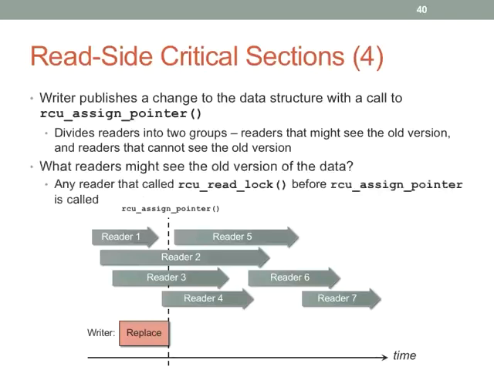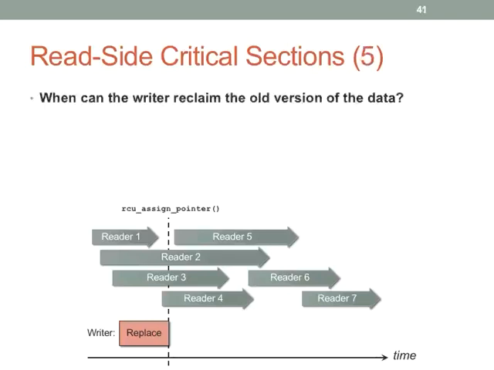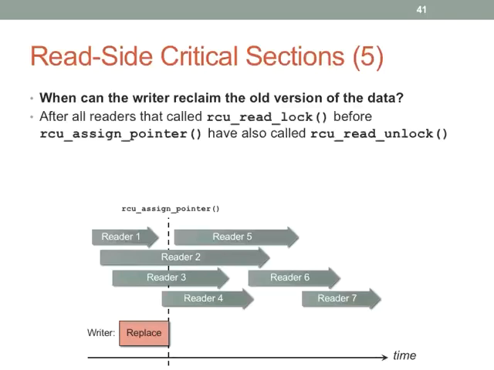Okay? So what readers might see the old version, I'll just go ahead and throw this up here. So RCU read lock falls before the writer calls RCU assign pointer. When can the writer reclaim the old version of the data? Just looking at the picture conceptually, when can the writer reclaim the old version of the data? If your arrow starts before the line, you look at whose arrow is the longest. When that arrow ends, that's when you're allowed to reclaim the data. Does that make sense? Okay. So when all the readers who saw the old version have called RCU read unlock, then you know that you can go ahead and reclaim the data.